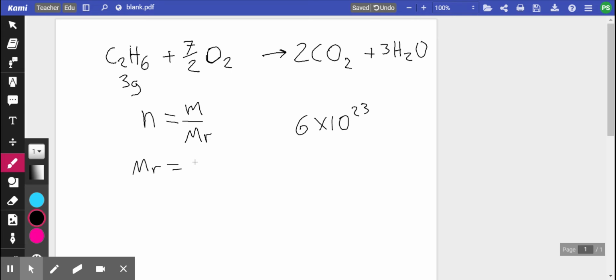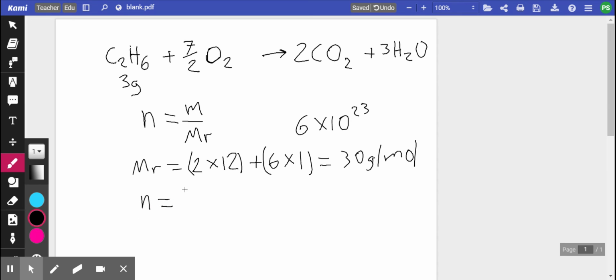So we have 2 carbons in the equation, and each of them weighs 12 grams per mole. And we have 6 hydrogens, each one weighing 1 gram per mole. So overall, ethane weighs 30 grams per mole. Now, if we plug in all the values we have in the equation, we have n equal to 3 grams divided by the molar mass, 30 grams per mole. So 3 divided by 30 conveniently gives us 0.1 moles.